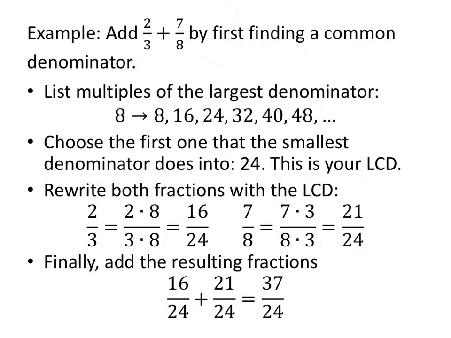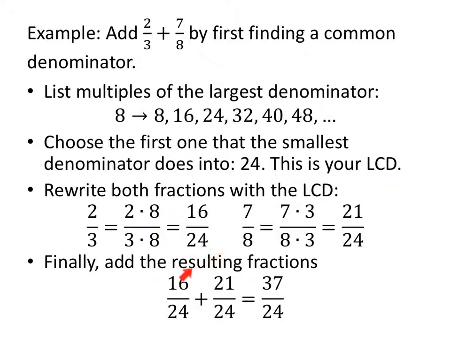For example, if we wanted to add 2/3 and 7/8, we'd first find a common denominator. So I would list the multiples of the largest denominator. 8 is bigger than 3, so I'm going to list the multiples of 8: 8, 16, 24, 32, 40, 48. I could keep going, but usually that's enough. Choose the first one in this list that the smaller number, 3, goes into. So 3 does not go into 8 evenly. 3 does not go into 16 evenly, but 3 does go into 24 evenly. 24 is a multiple of 8. 24 is a multiple of 3. So this is your least common denominator.